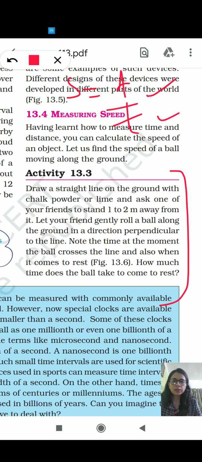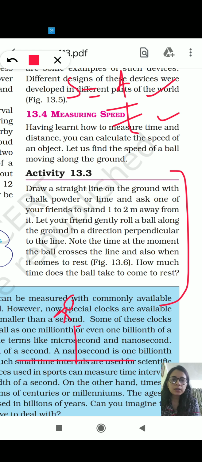First of all, let us understand how to measure speed with an activity. Draw a straight line on the ground with chalk, powder or lime and ask one of your friends to stand 1 or 2 meters away from it. You have to ask your friend to stand 1 or 2 meters away from this line.